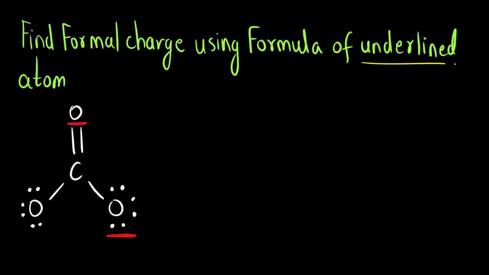Of the underlined atom, we have to find out for the underlined atom. Let's say this atom is O1 and this is O2. So for O1, how much is the valence electron on oxygen? Oxygen valence electron is 6 minus how many bonding electrons? So here there will be two lone pairs. Minus how many bonding electrons? This is one bond and this is another bond. So 2 twos are 4.